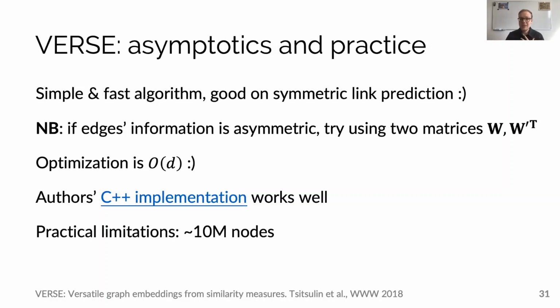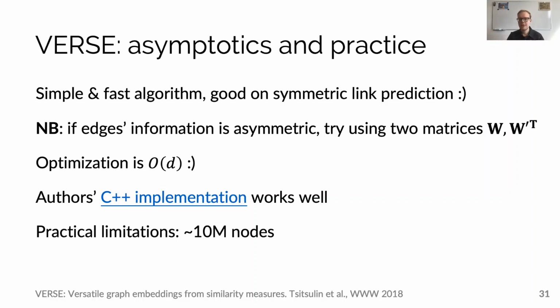To advertise myself, I would say that it's a simple and fast algorithm, and other people have verified that it's really good for some reason on symmetric link prediction. Sometimes if edge information is asymmetric, it's worth using 2 matrices instead of 1. I provide the implementation in the GitHub repo, and optimization of the overall thing is the same as LINE and node2vec, it is O(nd). I think my C++ implementation works well. If it doesn't, please open issues and I will try to help you with that.